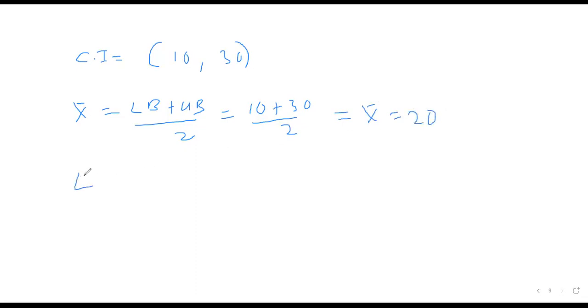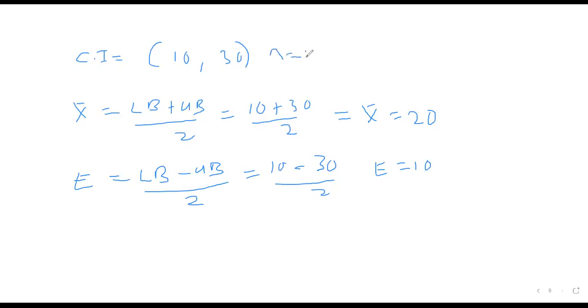Then our error is the difference between the two, upper bound minus lower bound, divided by 2. Since it's an error, I get plus or minus. So 30 minus 10, which is 20, divided by 2. We get our error as 10.